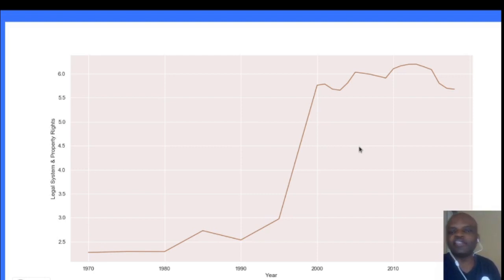A change is definitely needed in terms of impartial courts, which is a subcomponent of the legal system and property rights area. South Africa appoints its judges through a politicized process. Most of the members of the Judicial Service Commission are political appointees and not legal professionals or academics. There is a model for how to do that better in Finland, for example, so South Africa has a lot to learn from other countries.